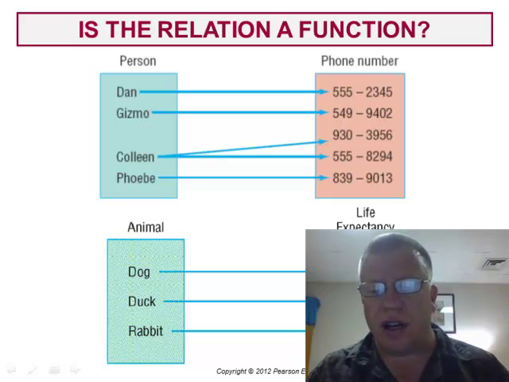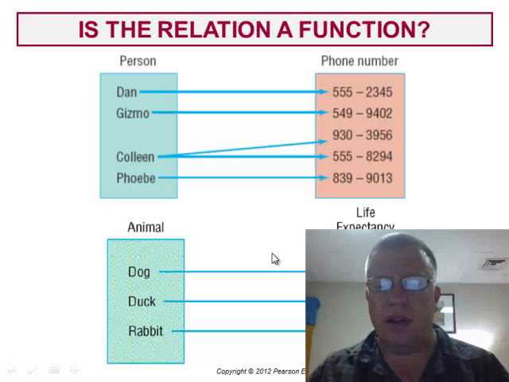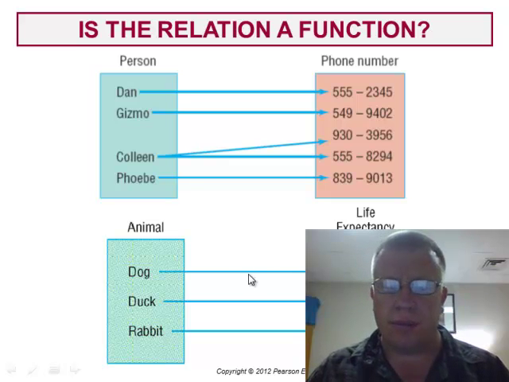But this relation down here is a function. Because each animal has one life expectancy, it's not like you're going to have one dog with two different life expectancies.